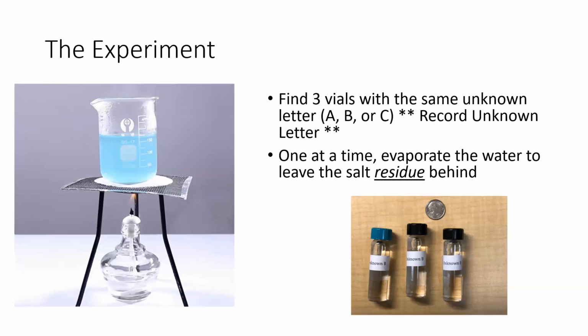And then one at a time, we're going to take these saltwater solutions, or sodium chloride solutions, and put them in a 250 milliliter beaker. We're going to use our alcohol burner to boil off the water. You can also use your stove if you would like to do that. We're going to evaporate the water so that the salt residue is left behind, and the salt residue needs to be completely dry before you weigh it.